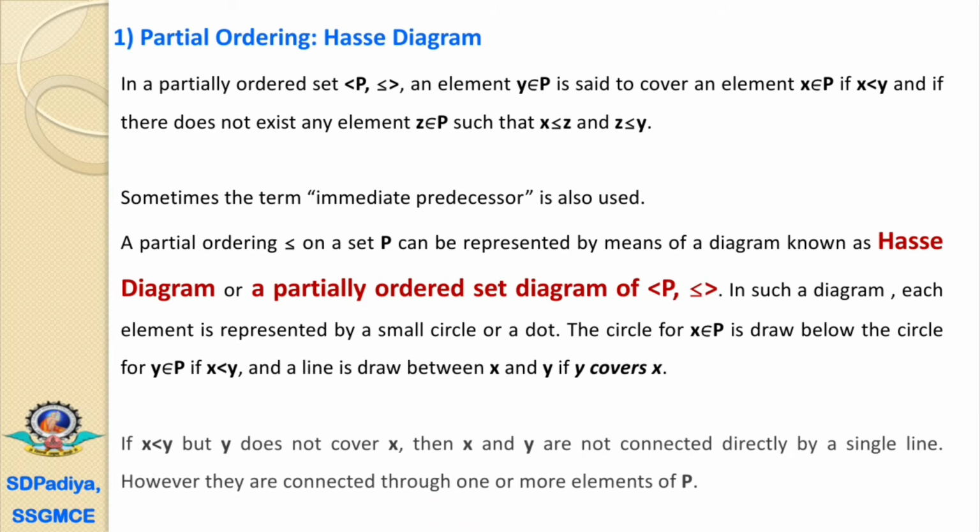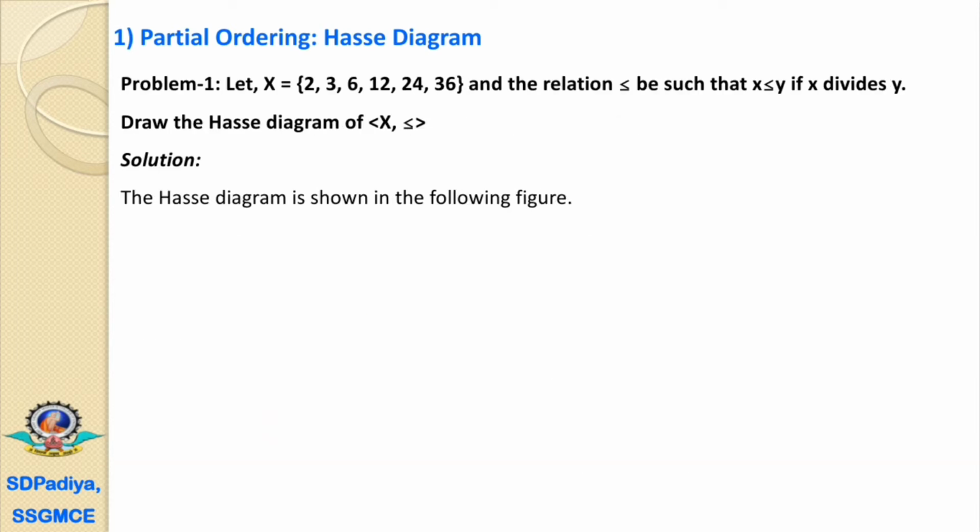We'll see that if x is less than y but y does not cover x, then x and y are not connected directly by a single line. If y covers x, then we can connect x and y directly by a single line. But if y does not cover x, then x and y are not connected directly by a single line. However, they are connected through one or more elements of the set P.